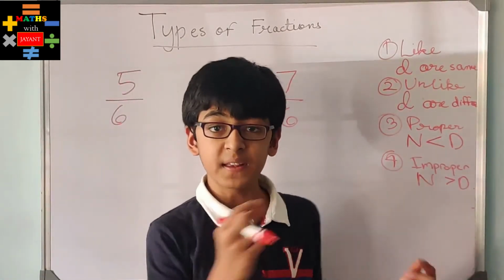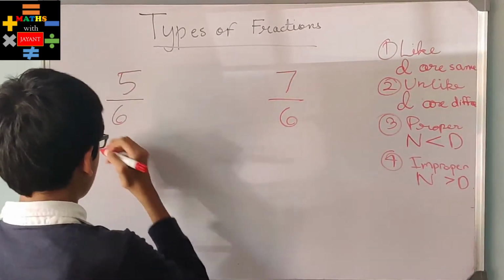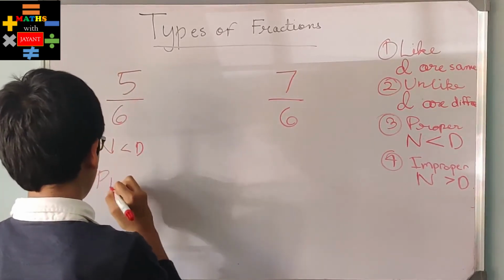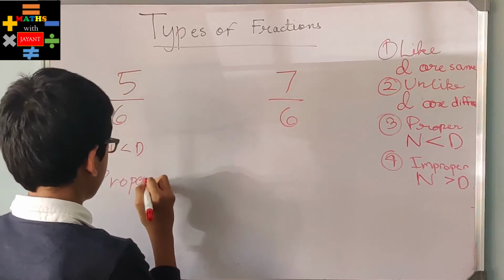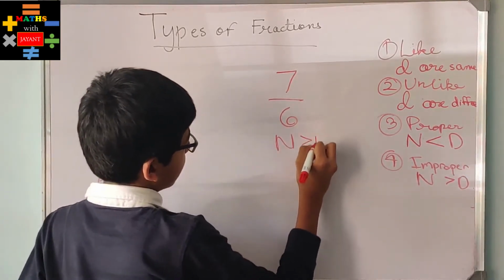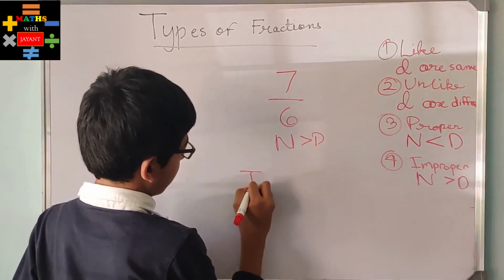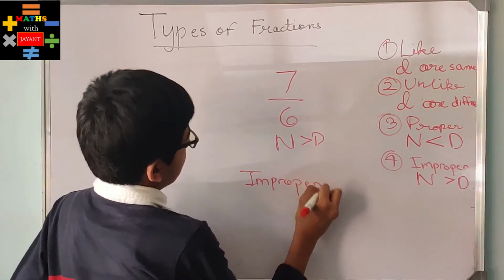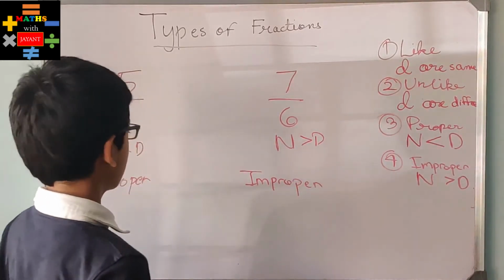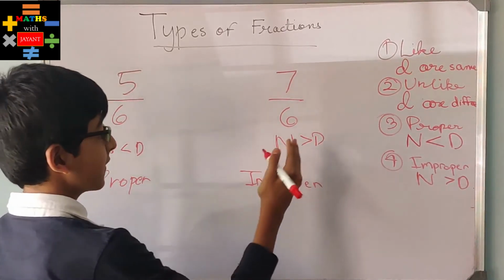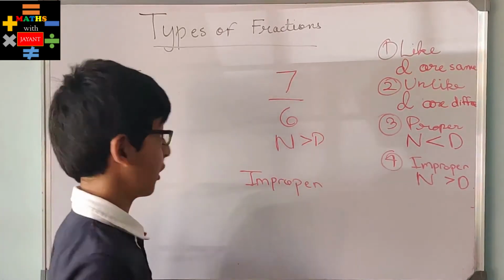Now look at these fractions. 5 by 6: the numerator is lesser than the denominator, so this becomes a proper fraction. But here the numerator is greater than the denominator, so it becomes an improper fraction. So like this we have proper and improper fractions. In a proper fraction the numerator is lesser than the denominator, and in an improper fraction the numerator is greater than the denominator.